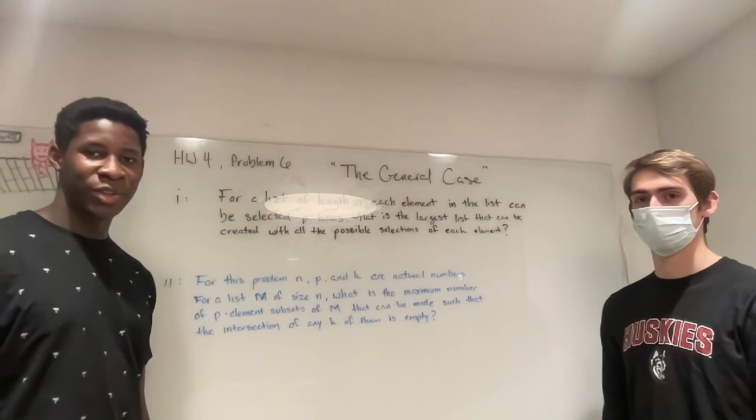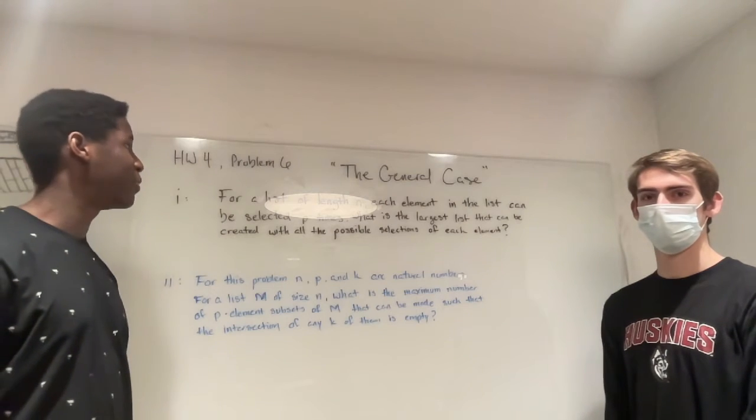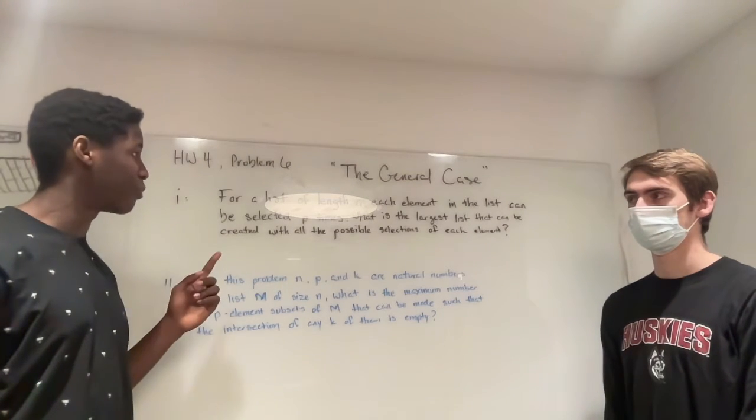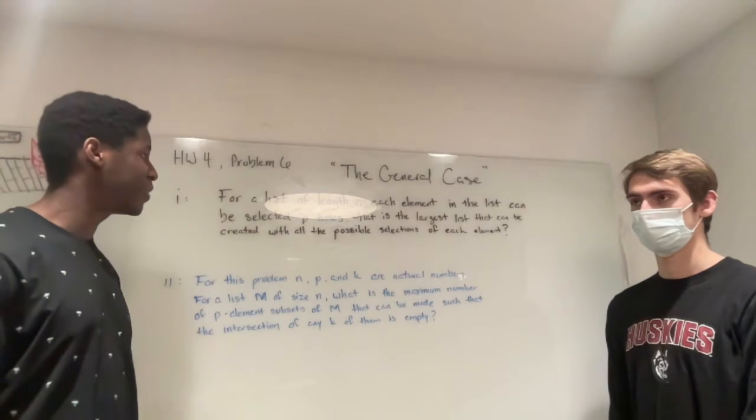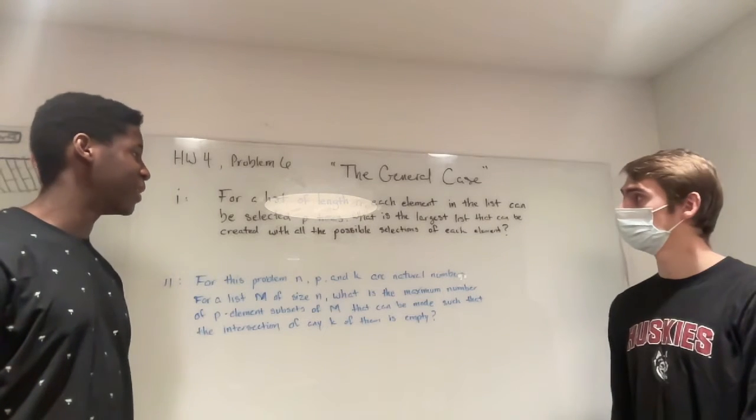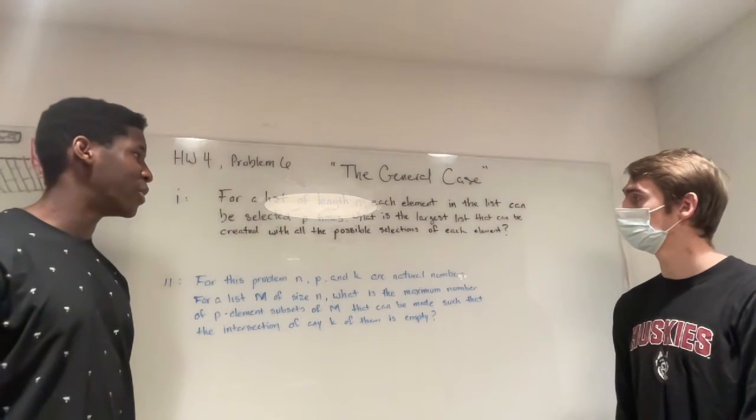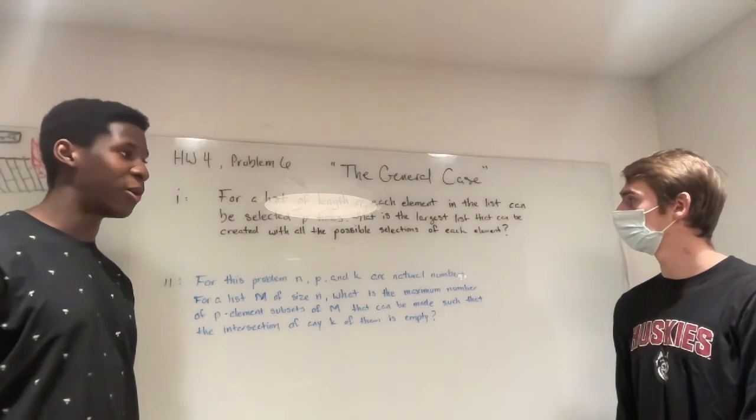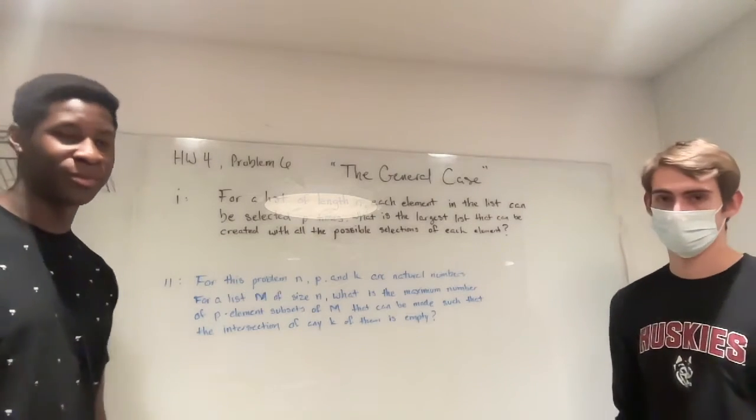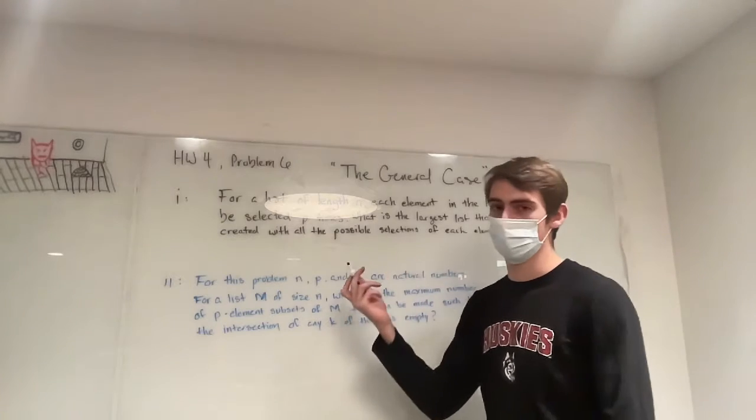Hi everyone, this is our problem, the general case, in which we will be working on homework for problem 6. For a list of length n, each element in the list can be selected p times. What is the largest list that can be created with all the possible selections of each element? So first we're going to start with the specific case.